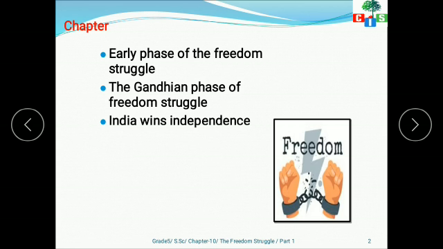During this chapter, we will be able to find answers to many questions. Why do we celebrate Independence Day on 15th August every year? Why is Gandhiji regarded as the father of the nation? And do you think that our freedom struggle was simple or easy? These are all questions we are going to explore in this chapter, right?